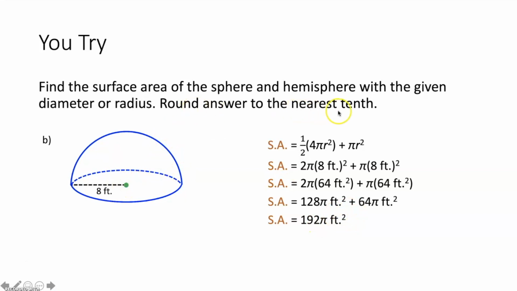It wants you to round your answer to the nearest tenth. So we're going to take 192, multiply it by pi in our calculator, and round to 1 decimal place. And we get that the approximate surface area of this hemisphere is 603.2 feet squared, or square feet.